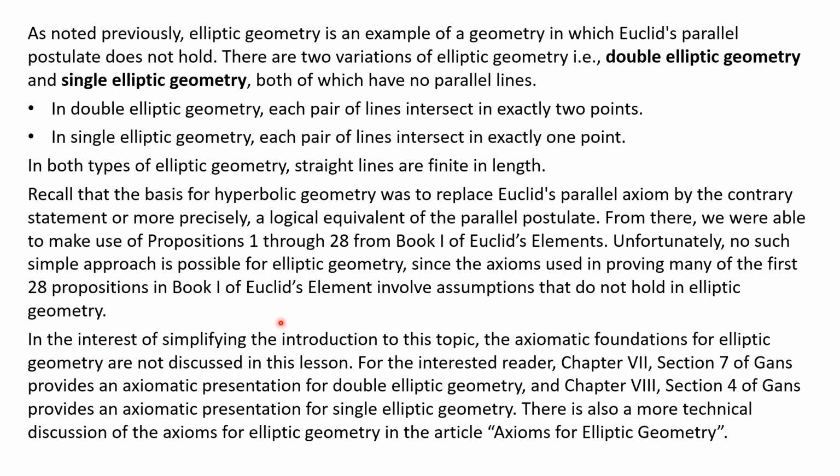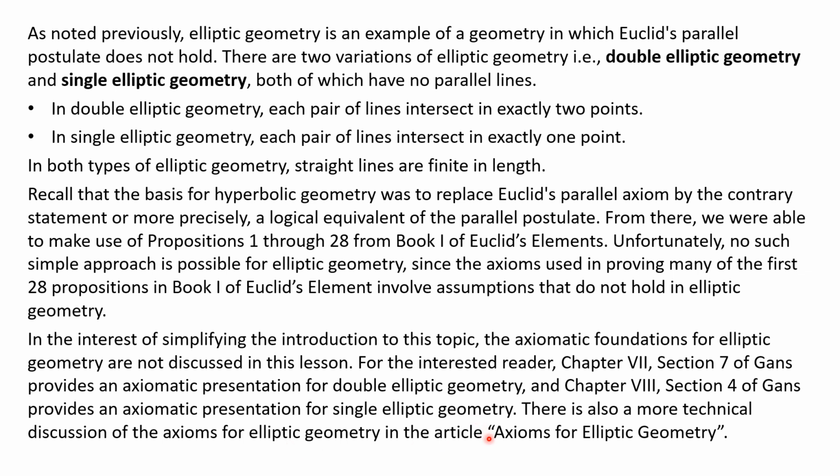So in the interest of simplifying the introduction here, the axiomatic foundations for elliptic geometry are not discussed. For the interested reader, I have a couple of references here. Chapter 7, Section 7 of Gans provides an axiomatic presentation for double elliptic geometry. And Chapter 8, Section 4 of Gans provides an axiomatic presentation for single elliptic geometry. There's also a more technical discussion of axioms for elliptic geometry in the article "Axioms for Elliptic Geometry." I'll give you these references in case you're interested.